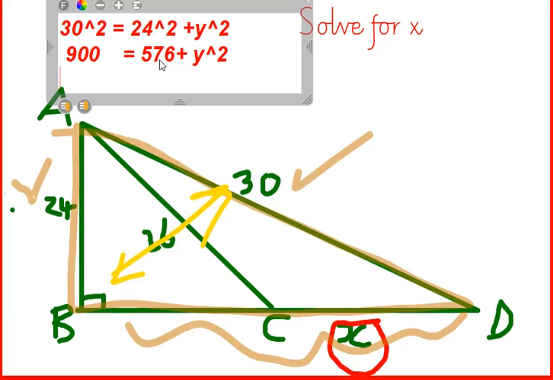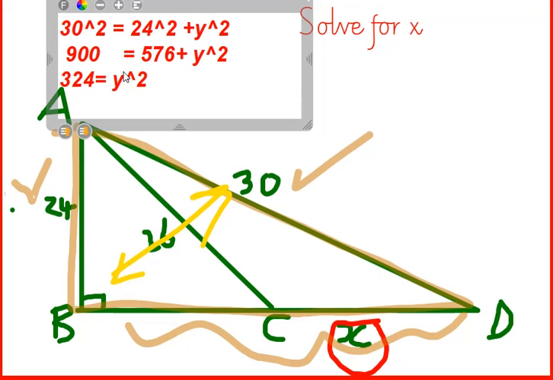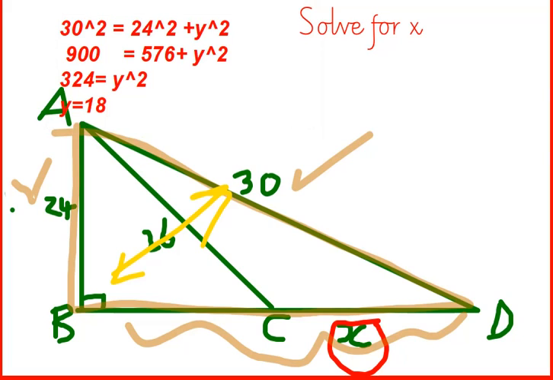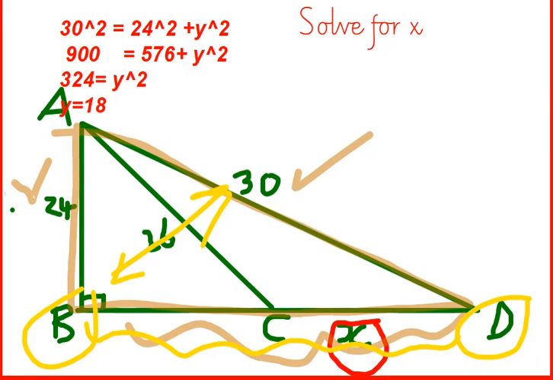And we need y, because y is the distance BD. So we're going to say 900 minus 576, and we get the answer to be 324. And that is equal to y squared. So for y itself, we're going to square root that 324 to get y. So y is going to be equal to 18. That means this whole part here, this whole part from B to D is 18.